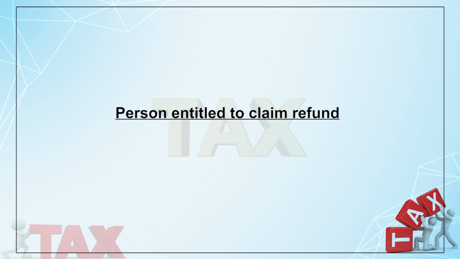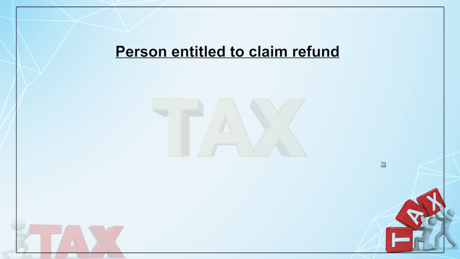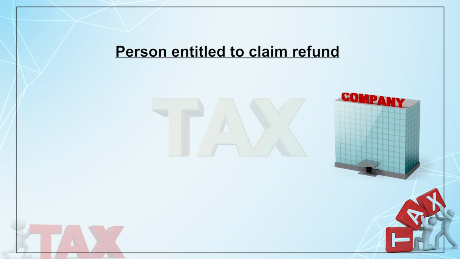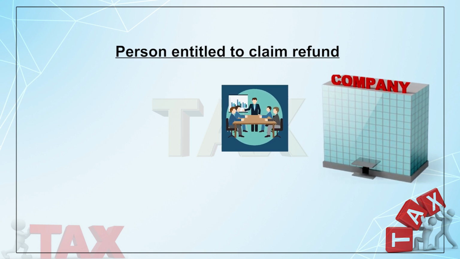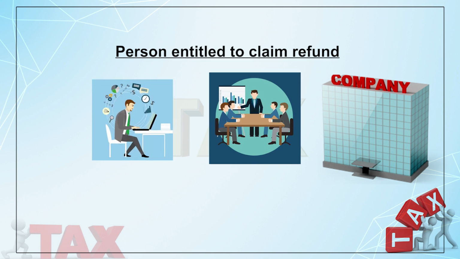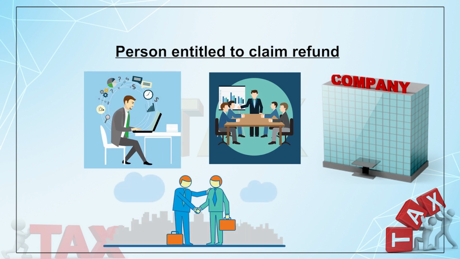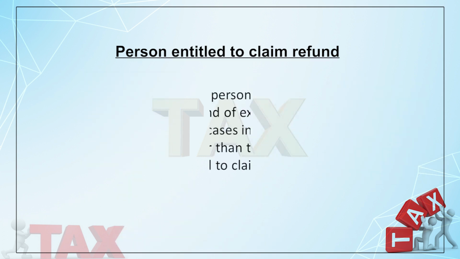As per the normal procedure, the assessee himself files: in case of an individual, the individual himself; in case of a company, the person who filed the return, that is the managing director; in case of a trust, the managing trustee; in case of a partnership firm, the managing partner. Who is eligible or entitled to claim the refund? Who paid the tax is entitled to claim the refund of the excess amount of tax paid by him or her, or by the entity. Entity means company or trust.